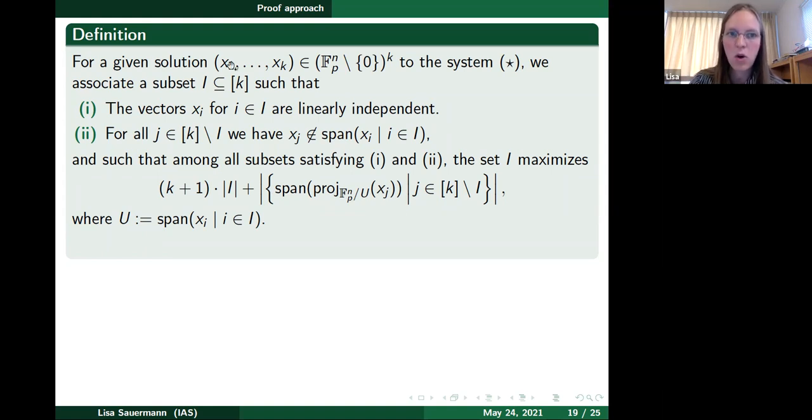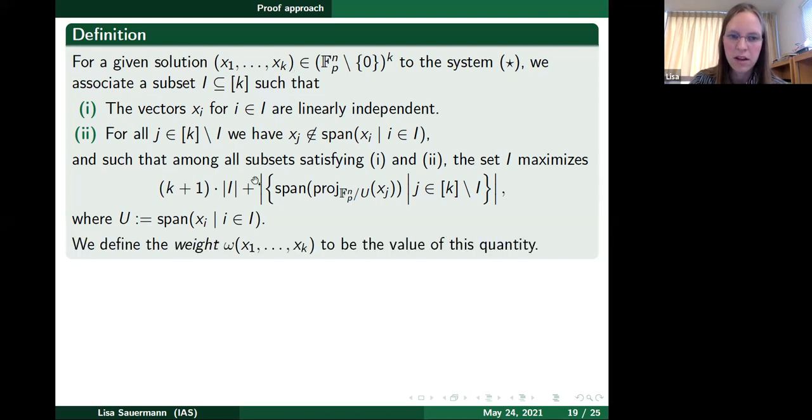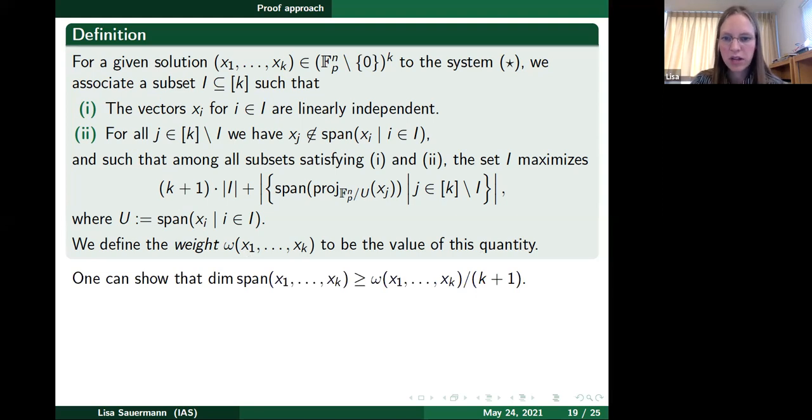So that's how we define a subset I that we associate with any solution x1 to xk. And now we define the weight of the solution x1 to xk to be the value of this quantity. So we maximize this quantity, and this maximum possible value is the weight of the solution x1 to xk. And now it's not so hard to show that the dimension of the span of x1 to xk is always at least this weight divided by k plus 1. That follows relatively easily from this definition.